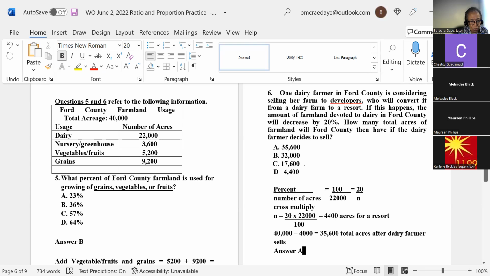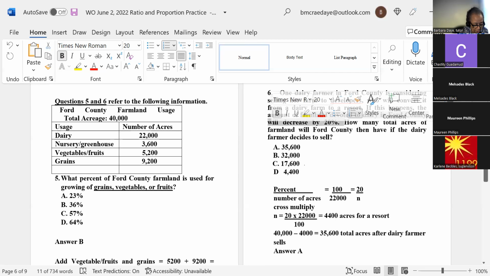I mean, that's the way of doing it without the ratio proportion, because notice here, it says farmland devoted to dairy is decreased by 20%. That means you take those 22,000 acres devoted to dairy and take 20% of that. That would give you the 4,400. Got it? Okay. So 35,600 is the answer. That's the answer.